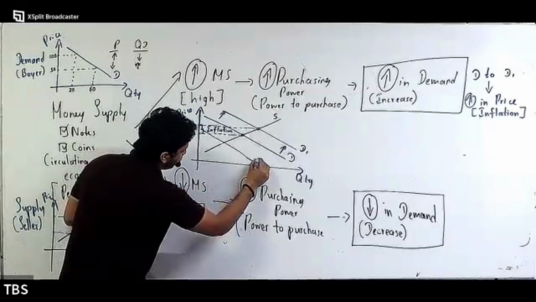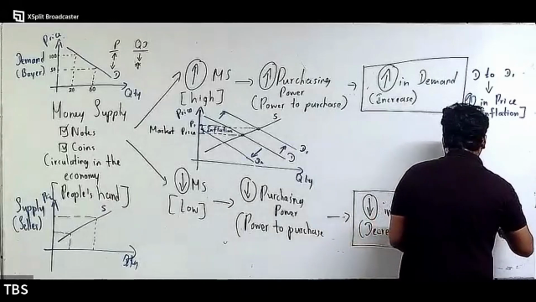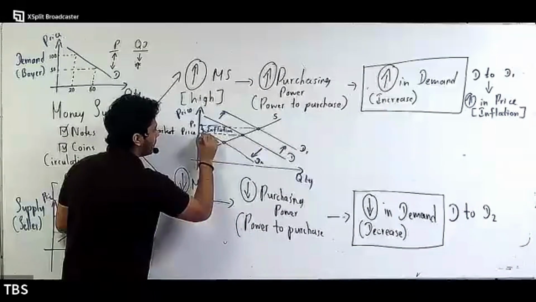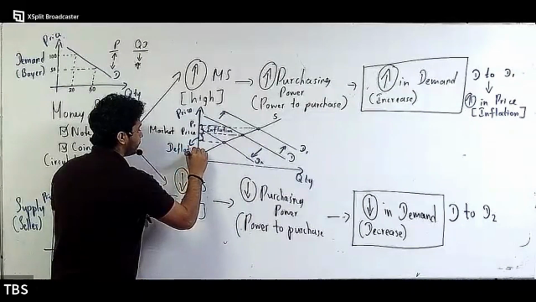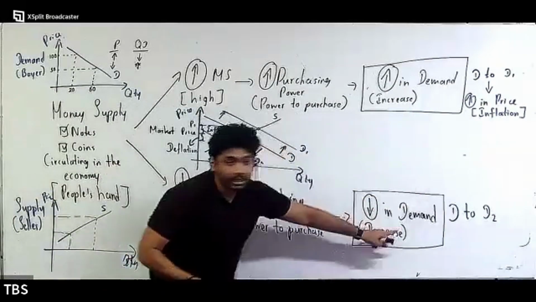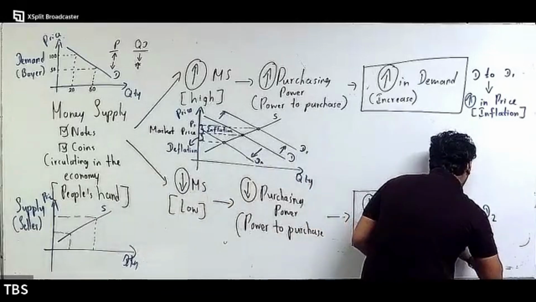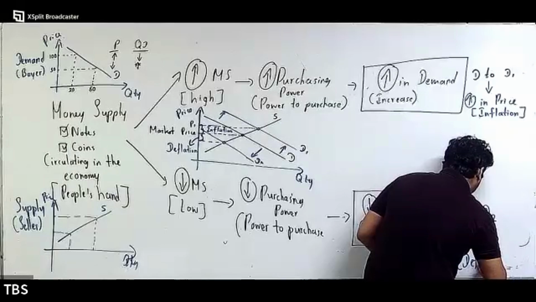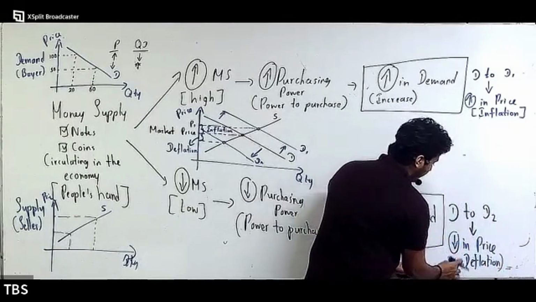Left. I named it D2, right? So here I will name it D2. Then what's the new point now? What happened to the prices? Prices decrease. You call this what? Deflation. So what's the conclusion? When the demand decreased, it led to a decrease in price. A decrease in price, you call it deflation.